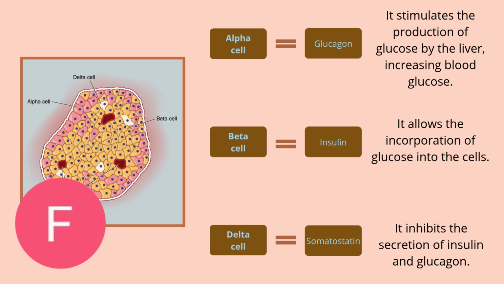Alpha cells produce glucagon. This hormone stimulates the production of glucose by the liver, increasing blood glucose. Beta cells produce insulin. This hormone allows the incorporation of glucose into the cells. The last ones, delta cells, produce somatostatin. This hormone inhibits the secretion of insulin and glucagon. The hormone involved in diabetes is insulin. That's why I'm going to explain its function.